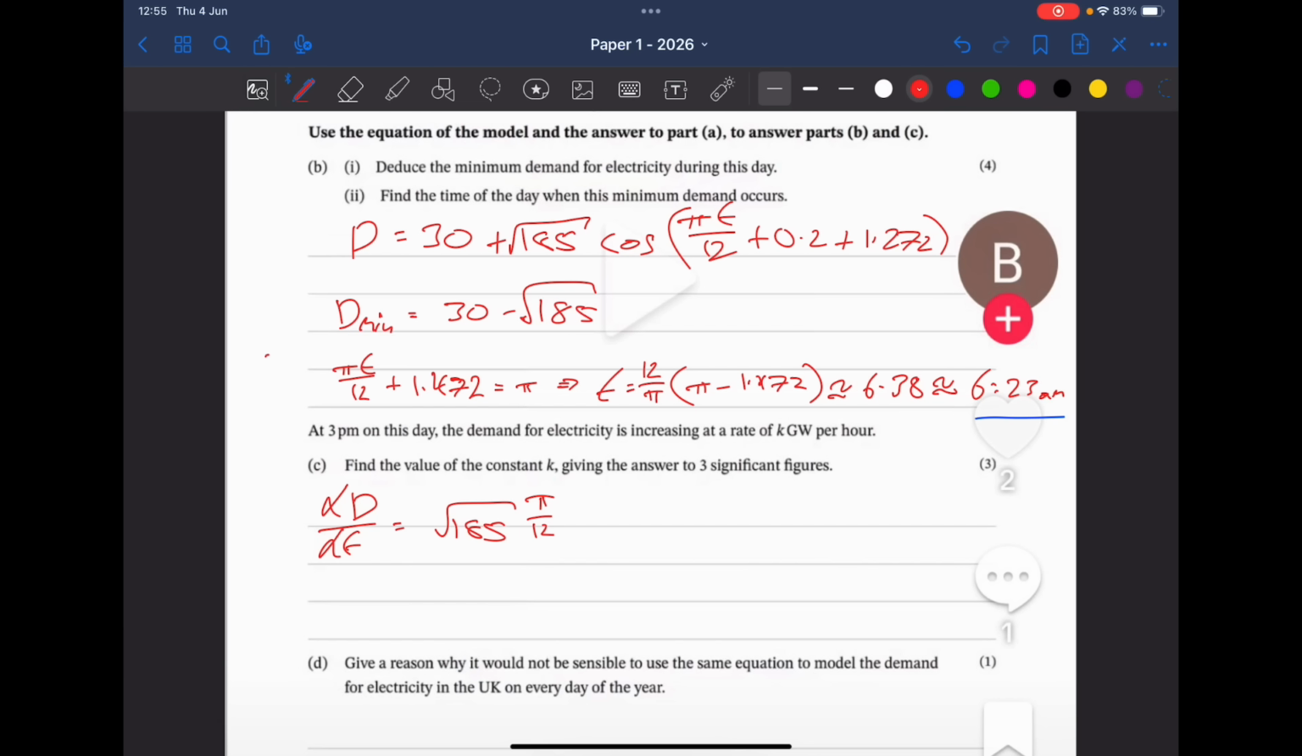What happens to cos? It becomes negative, a negative sign, and the bracket inside will stay the same: pi t on 12 plus 1.472. So let's plug in the value of 15.